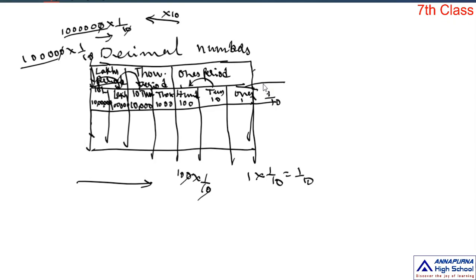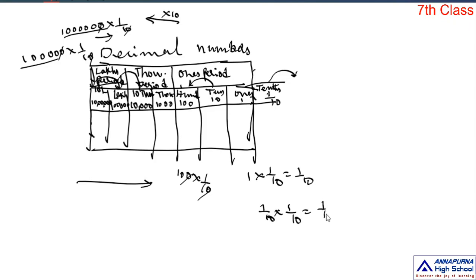So what do we call it? Tenths. T-E-N-T-H-S. So tenths place. Suppose if you move further towards right, what happens? Same. So 1 by 10 into again 1 by 10.